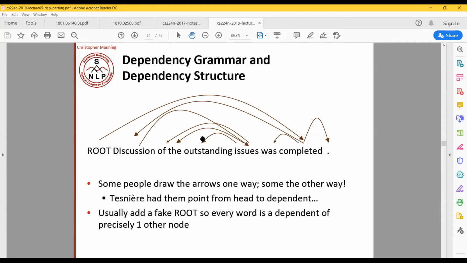So let's continue. Now he talks about two different ways of drawing arrows, and I'm not sure which way they're doing.